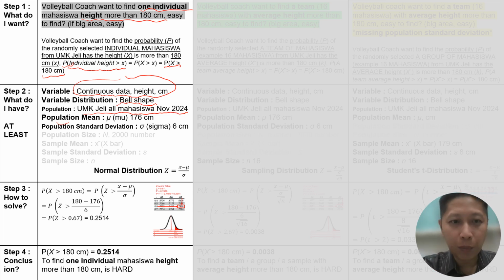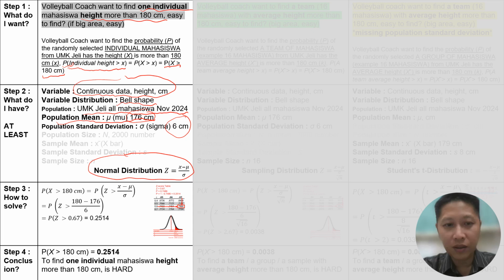We know that our population mean, the average given by the pentadbiran, let's say they give us this number, 176 cm, the average from these 2,000 students. And the plus minus standard deviation is 6 cm. In order to find the probability for an individual, we can directly use the normal distribution, this formula.